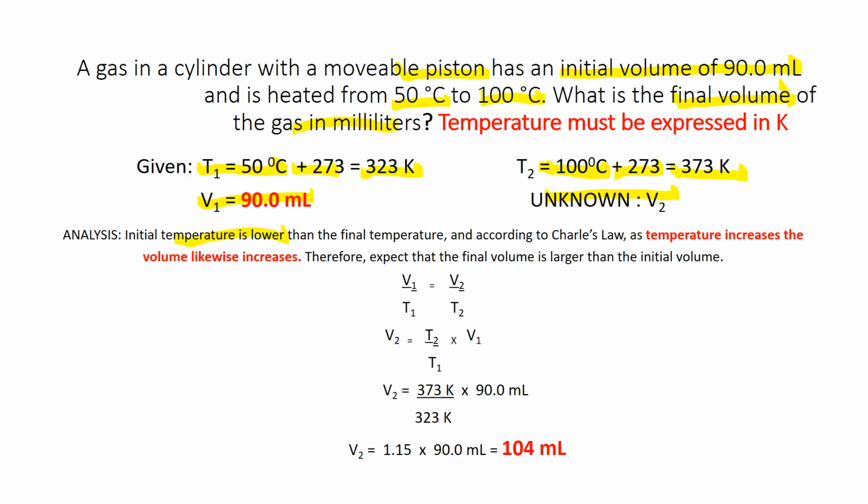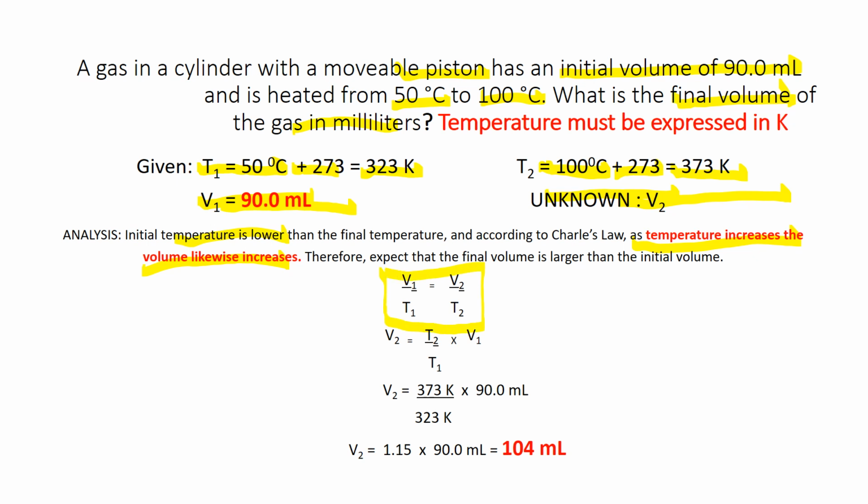So it is almost a difference of 100 Kelvin, right? So we will expect that, according to Charles' law, as temperature increases, the volume increases. Therefore, we should expect that V2 is larger than 90 ml.